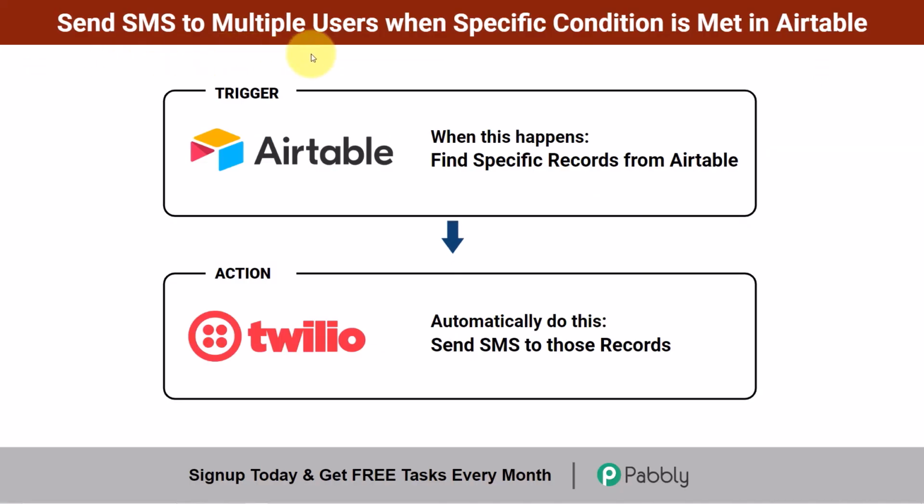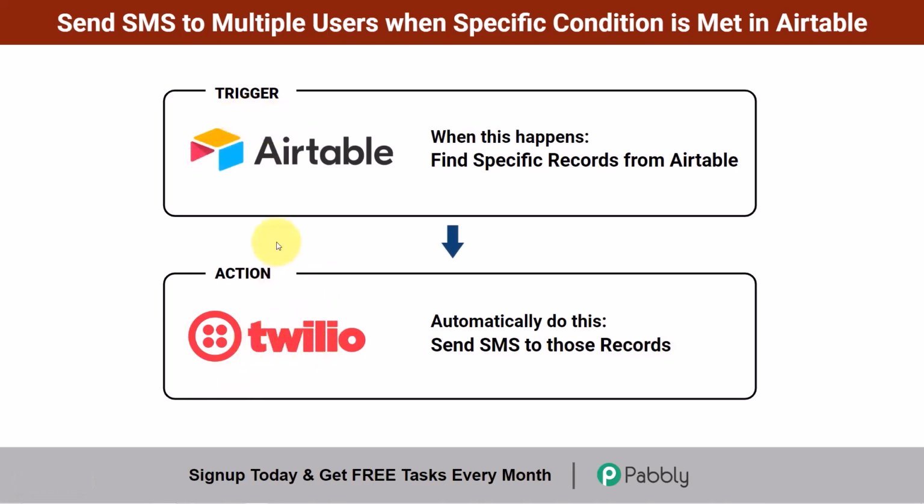How to send SMS to multiple users automatically when a specific condition is met in Airtable. So I have a lot of records in Airtable, and whenever a certain condition is met in those records, I would like to send SMS to those records only. I am going to do that by setting up an automation between Airtable and the SMS application Twilio.